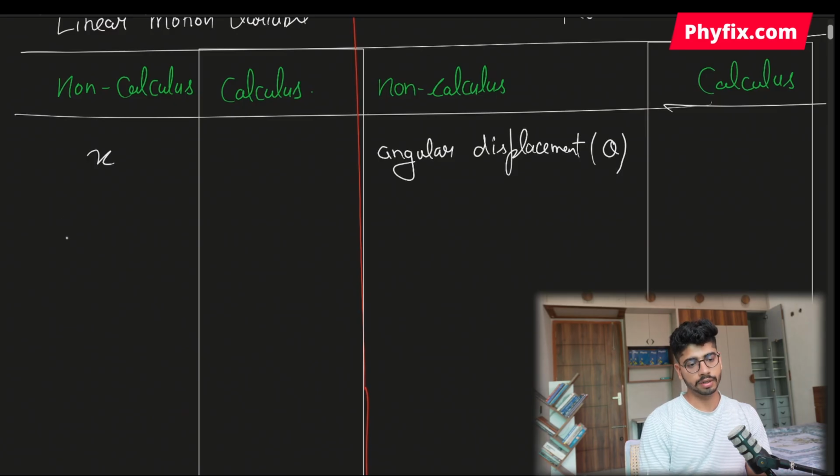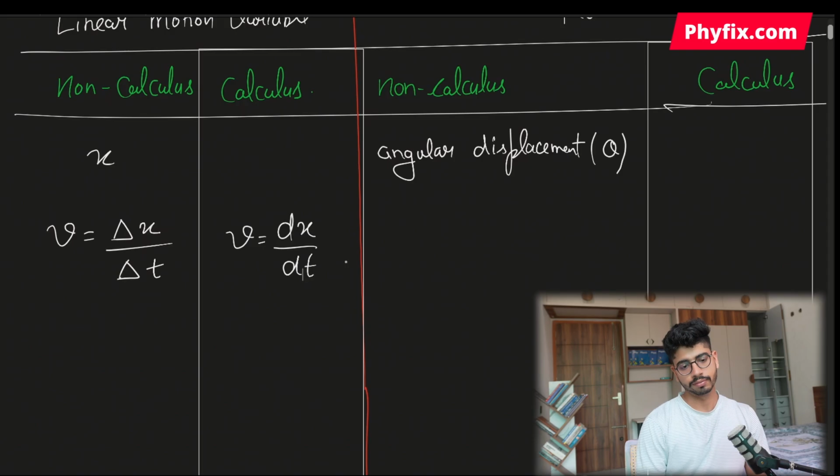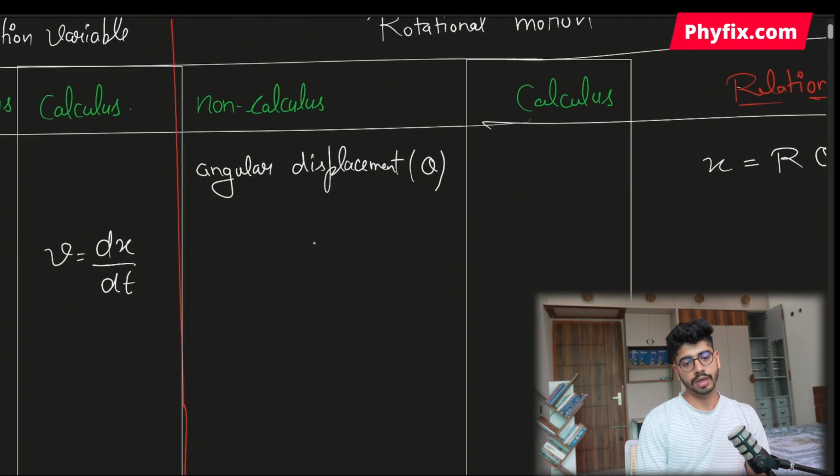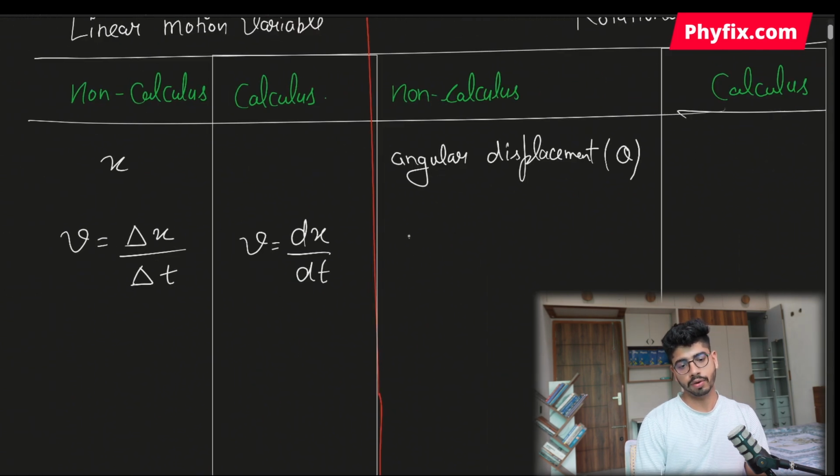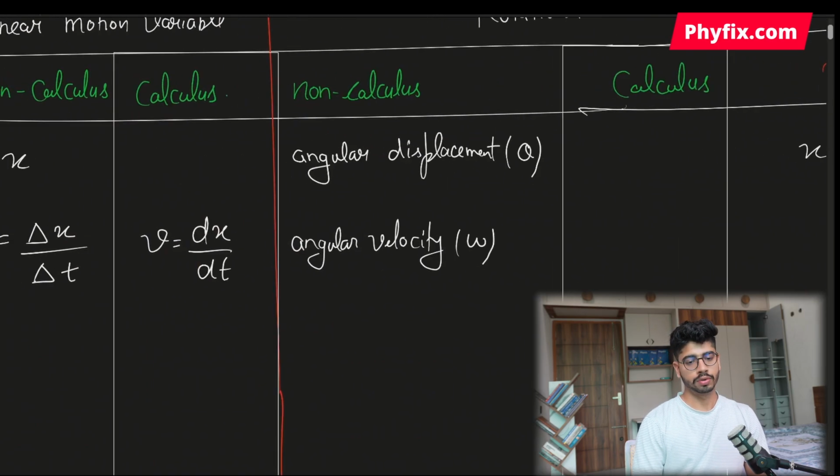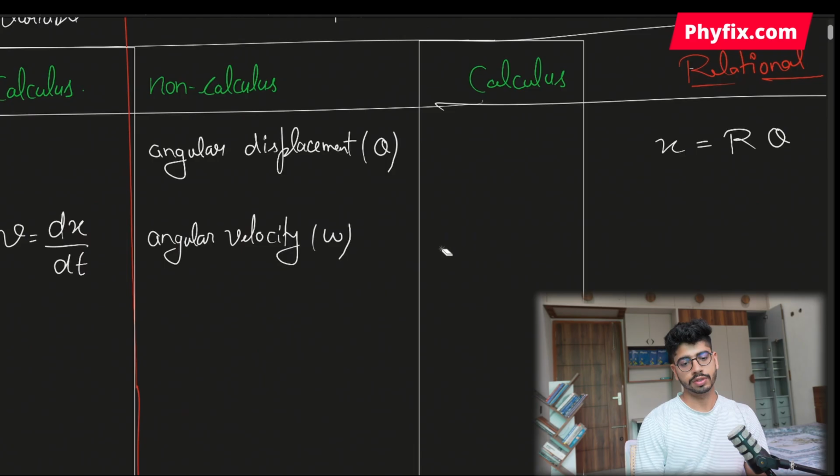Then we have the linear velocity. In calculus, linear velocity is defined as the rate of change of displacement, so I'm going to define it as dx by dt, the rate of change of displacement over time. Now we have the same variable here, omega. This we call angular velocity. Omega is the rate of change of angle.